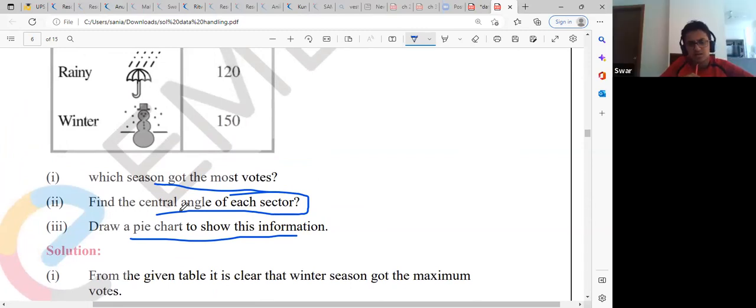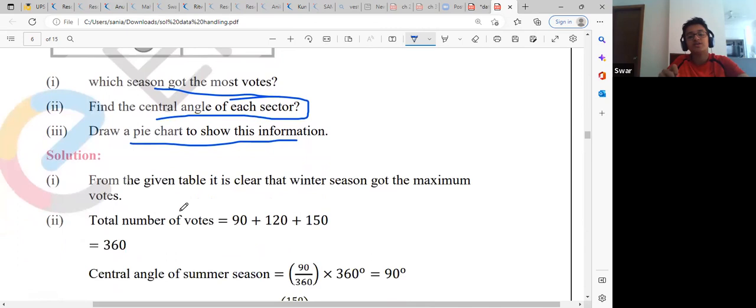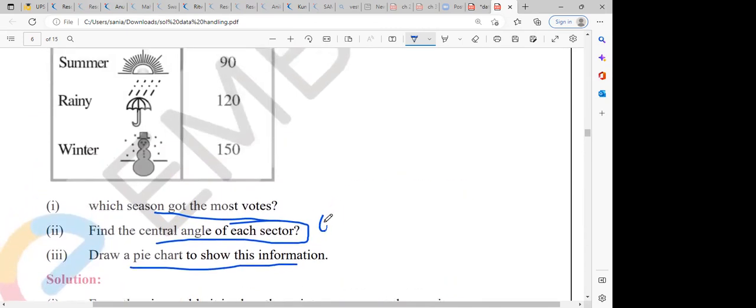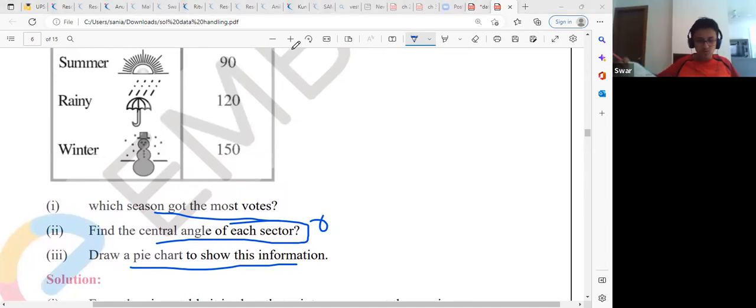Central angle? I mean, like, degree. Yeah, understood. Okay, draw a pie chart to show this. Okay, ma'am. Ma'am, I'll do this in my notebook.